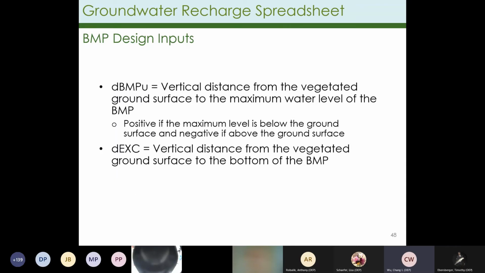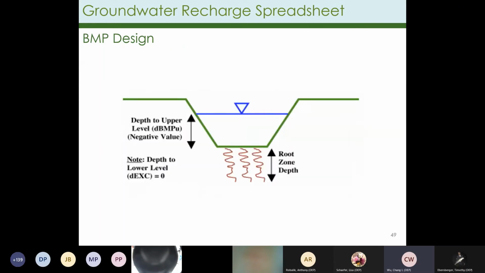And the next input is DBMPU. That is the vertical distance from the vegetated ground surface to the maximum water level. And the other one is the DEXC. That's the vertical distance from the vegetated ground surface to the bottom of the BMP. So what do we mean by the vegetated ground surface?